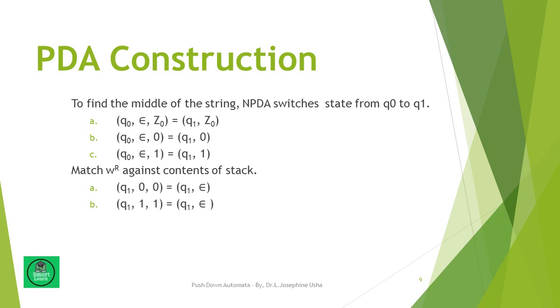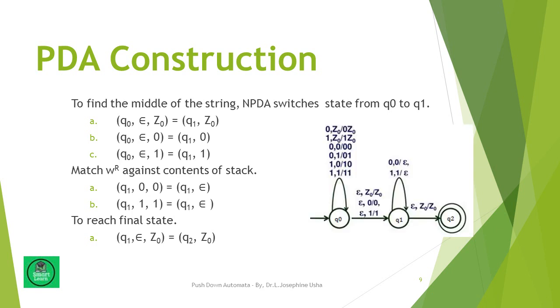Then you have to read the symbols present in WR. In that case you compare the symbols on the input with the symbol at the top of the stack. You are in the state Q1, checking whether the input symbol matches the top stack symbol. If there is a match, you just pop the symbol, so Q1 comma epsilon, again you are in the same state.